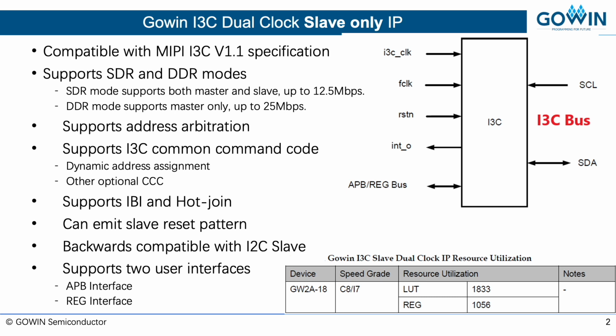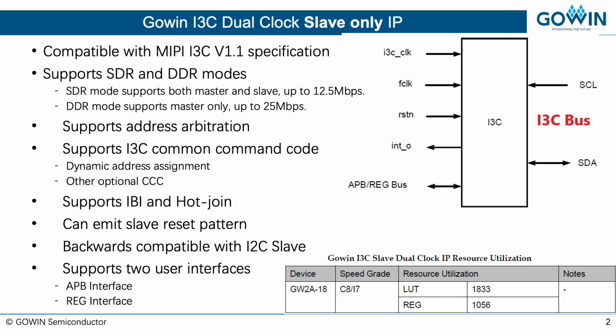FCLK is used for read and writes and I3C_CLK is used for generating SCL clock on the I3C bus. Feature-wise, the I3C dual clock slave only IP is compliant to MIPI I3C 1.1 specification. We have achieved speeds up to 12.5 megabits per second in single data rate mode of operation and speeds up to 25 megabits per second in double data rate mode. Features such as dynamic address assignment, in-band interrupt, hot join, and slave reset are supported in this IP. We also provide choice of APB interface or a simple register-based interface to connect to your sensors.